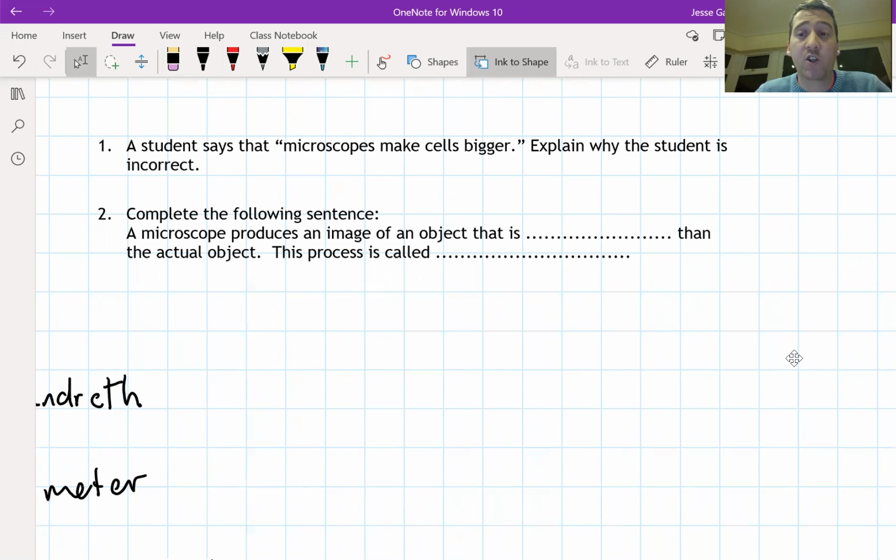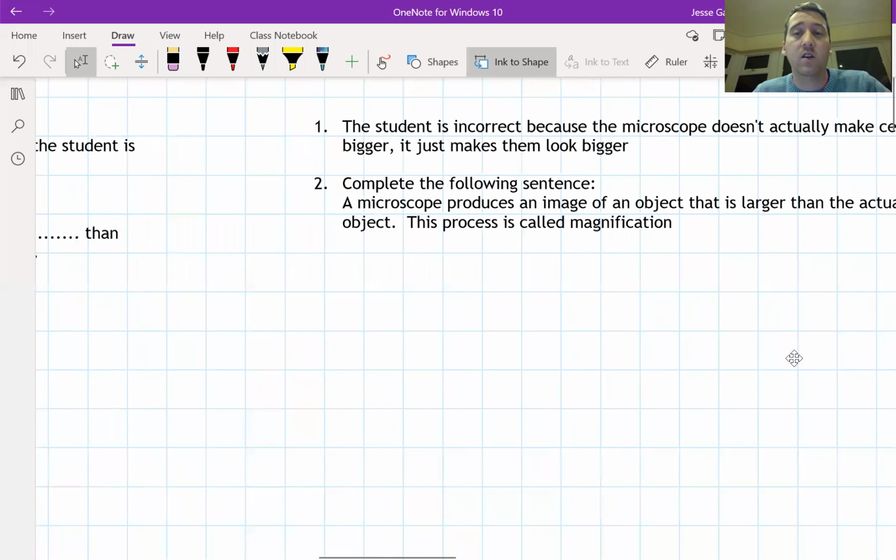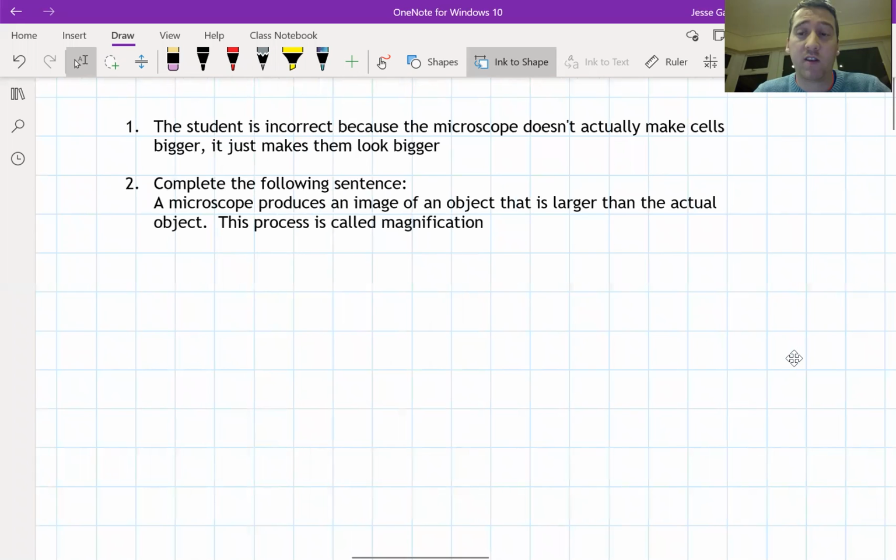Okay, so you should only be watching if you have paused the video and completed the questions. Here are the answers. The student is incorrect because the microscope doesn't actually make the cells bigger. It just makes them look bigger. We said it makes an image. It doesn't actually make the objects bigger. That's why the student is wrong, because the student said the microscope made the cells bigger. It doesn't do that. It magnifies and makes the cells look bigger.